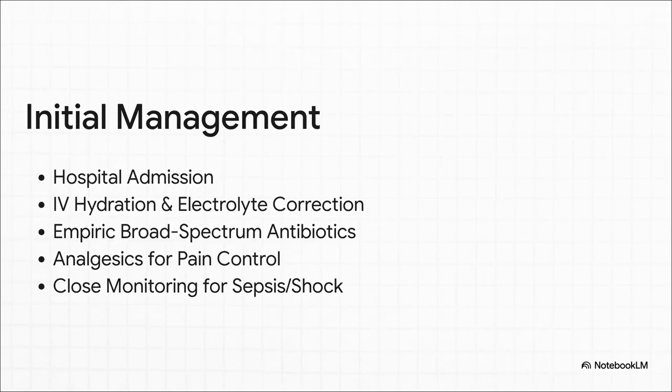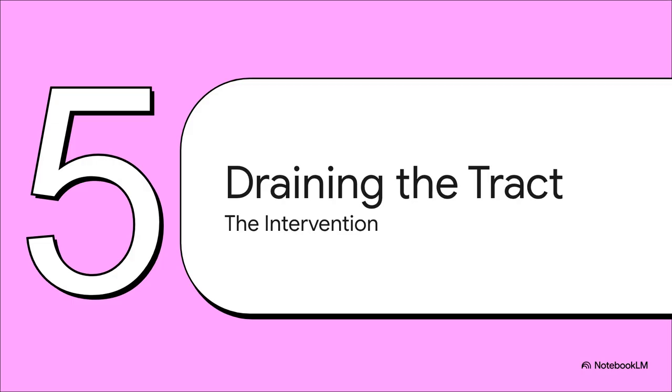Now, here's the thing. It doesn't matter if they're grade 1, 2, or 3. Every single patient with cholangitis gets admitted and started on these initial steps: IV fluids, fixing electrolytes, starting broad-spectrum antibiotics, and controlling their pain. These are the non-negotiable first-hour moves while we get ready for the main event. Supportive care is absolutely vital, but it doesn't fix the root problem. The true cornerstone of treating acute cholangitis is getting that biliary obstruction unplugged. So the question is, how do we do it?